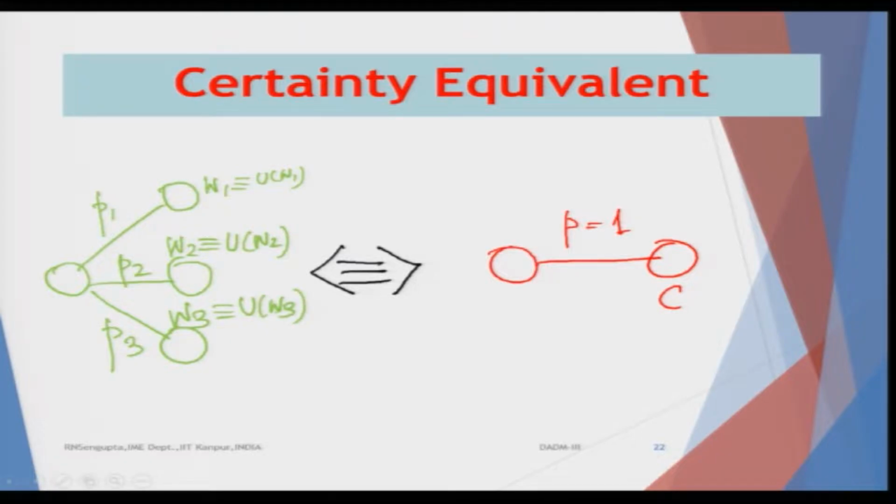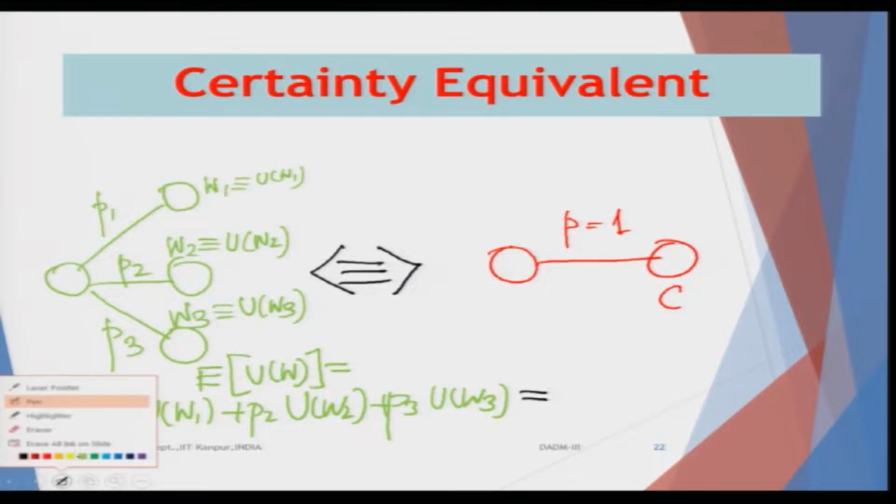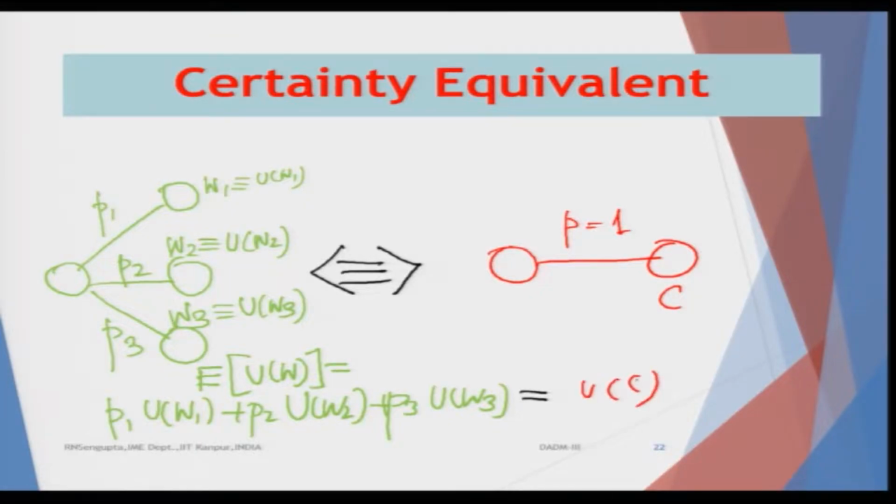So, if I want to find out the expected value for this, the expected value of UW would become, I am writing in the bottom part, so it will be easier for me to compare. So it becomes P1 into UW1 plus P2 into UW2 plus P3 into UW3, and on the right hand side I have, here the probability is 1, but I will use the same utility function, do not change the utility function. It is UC into 1.